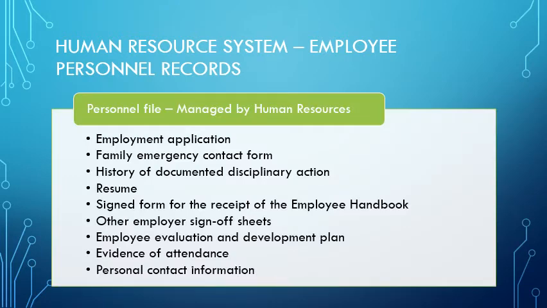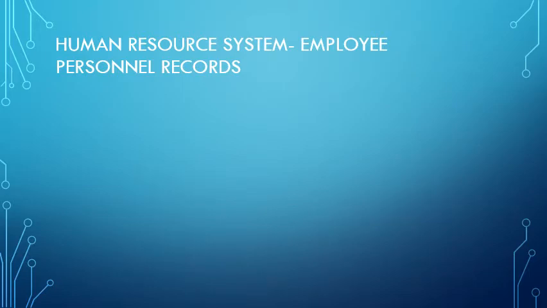The employee personnel files are managed by Human Resources and include the following information: the employment application, the family emergency contact form, a history of documented disciplinary action, the resume, a signed form for the receipt of the employee handbook, other employer sign-off sheets, employee evaluation and development plan, evidence of attendance, and personal contact information. The personnel records also include the employee payroll files.